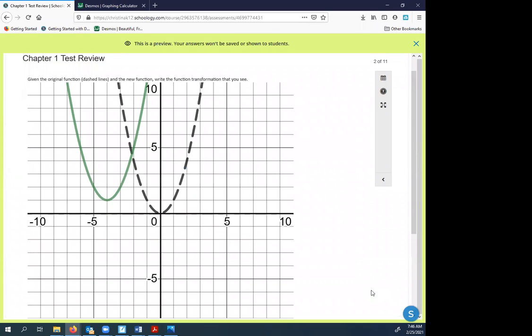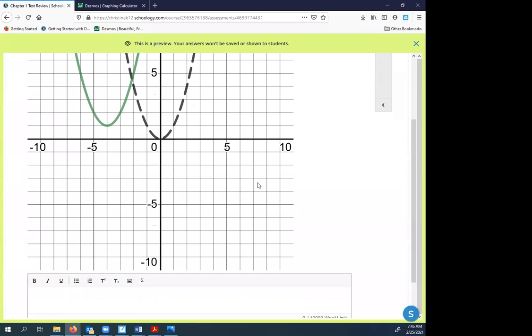Let's move on to the next. Given the original function, we see that with the dashed lines here, and the new function, write the function for the transformations we see. So I see this went left 1, 2, 3, 4, and up 1. Our default equation here is a quadratic. If you feel more comfortable writing it out and uploading the picture, you can. But we can use the little t squared here or the math text to write this out.